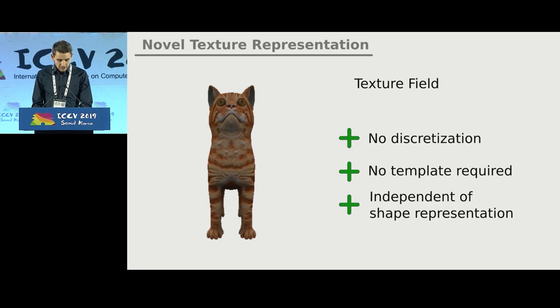To solve these limiting factors, we propose a novel texture representation. Our representation is independent of shape discretization. Therefore, it allows for representing texture at arbitrary resolution. Furthermore, this method does not require a template model, and it's independent of shape representation, so it can be applied to any 3D model.